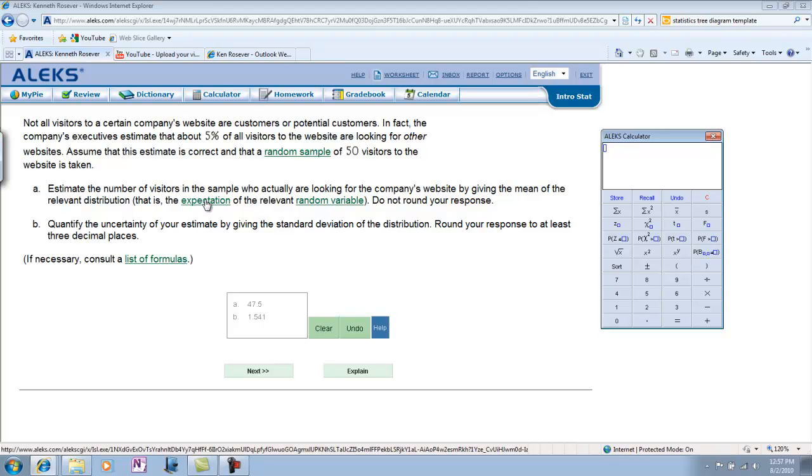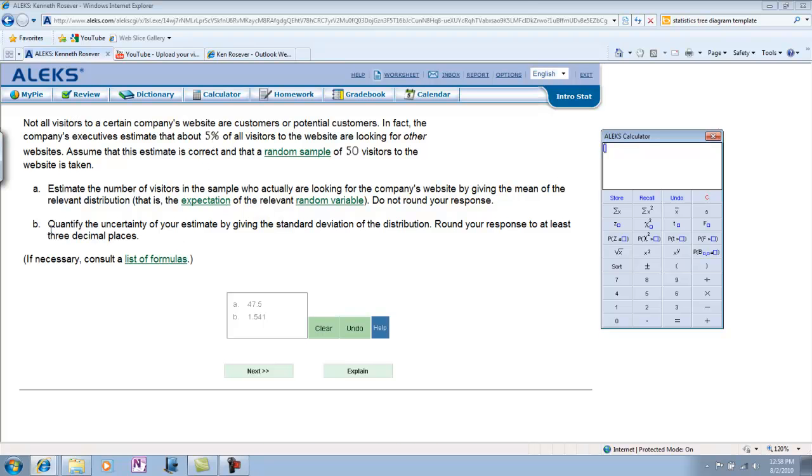That's the expectation. So if they say that 5% aren't looking for it, then 95% are, and 95% of 50 is 47.5. You just do 50 times 0.95 because the formula that's given on page 282 is that mu, or E of x, equals n times p, where n is the number of trials and p is the probability of success. This is q though.